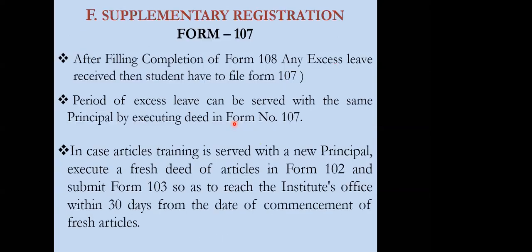Now, for the supplementary form, the 107 form. This is the form for students who have received excess leave after the completion of articleship. That means they have already filed the 108 form. For example, as per the rule, you are entitled to a total of 156 days of leave during your articleship period.